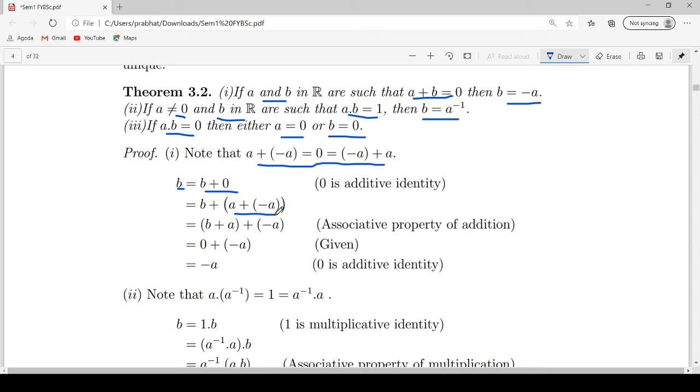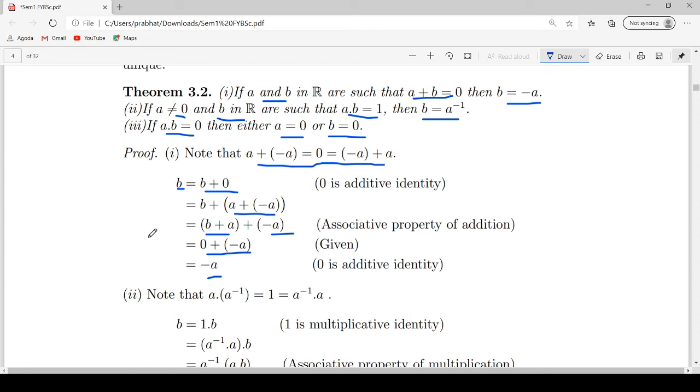So a plus minus a is 0. Now I will use associative property of addition to club b and a together. So it will be b plus a added with minus a. But b plus a is given to be 0. So therefore this is 0 plus minus a. But 0 is additive identity. So it is equal to minus a. So you have proved b is equal to minus a if a plus b is equal to 0. That means you have proved additive inverse is unique.